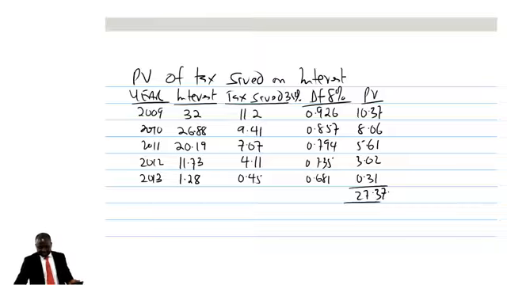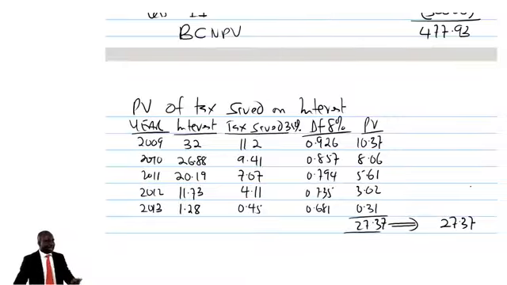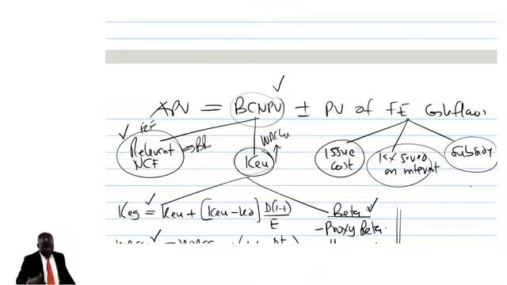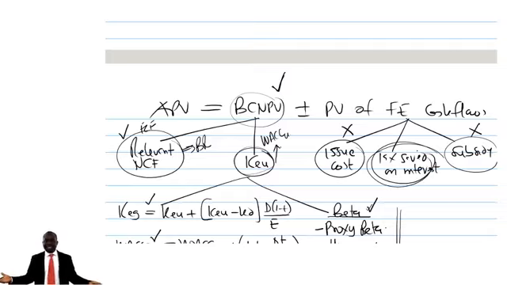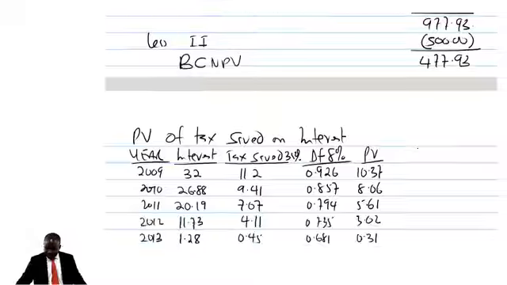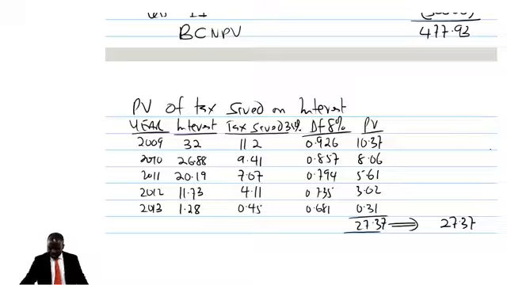So if this is the PV of the tax savings on interest, then I will add 27.37 to the base case NPV. This is where my focal point is. I've got the base case NPV. This is not applicable. This is not applicable. Only this is applicable. So my PV of the finance effect will represent only the tax savings on what? Interest, PV of it. So the moment I sum up these two, I should get my APV, which is the same as the corporate value.